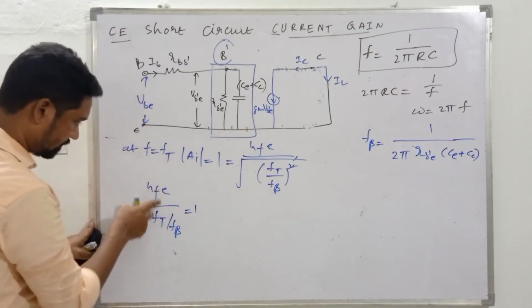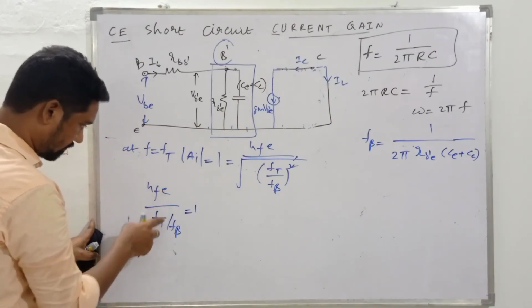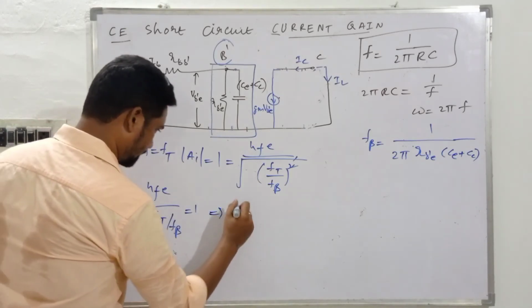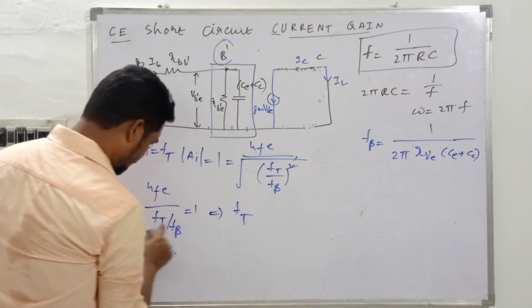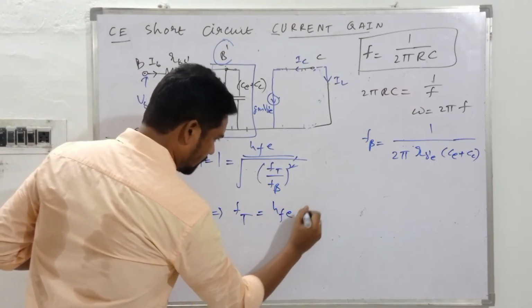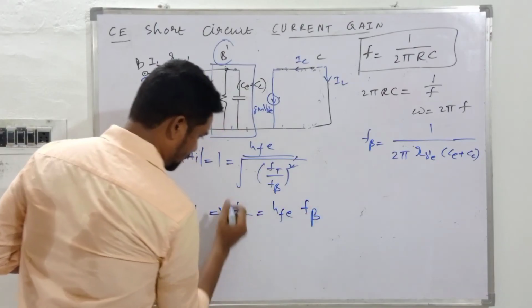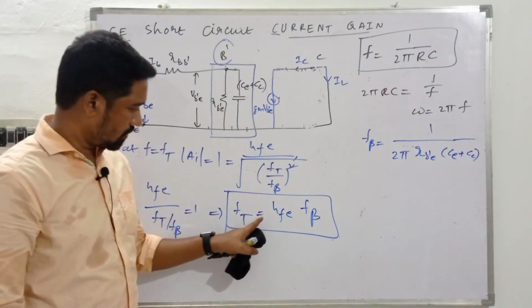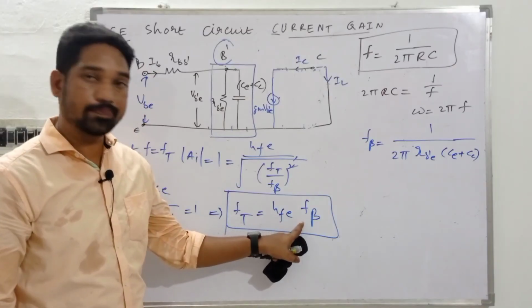So this goes up, this goes to that side, which implies ft over here, this goes up, which is equal to HFE f beta. Guys, you have to conclude with this one. Ft is equal to HFE into f beta.